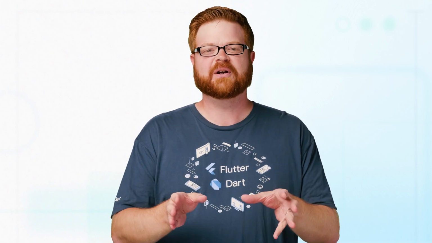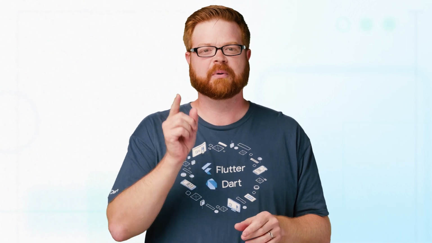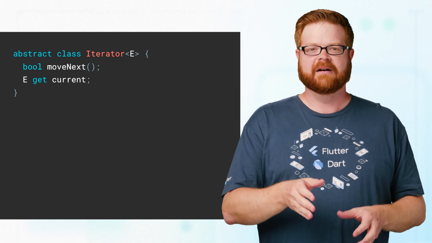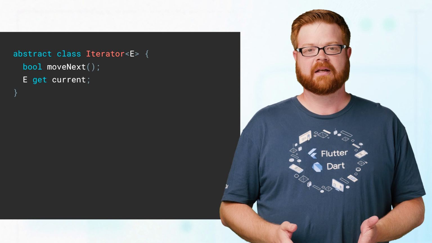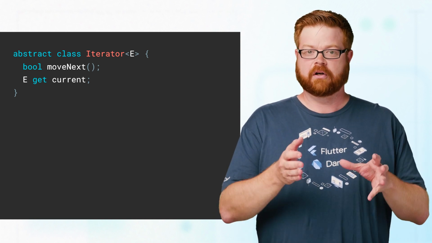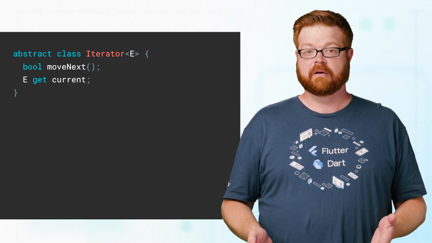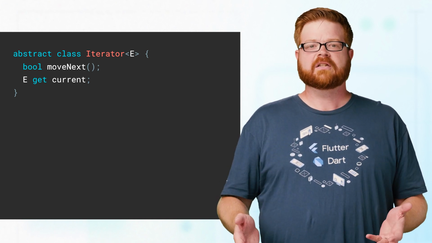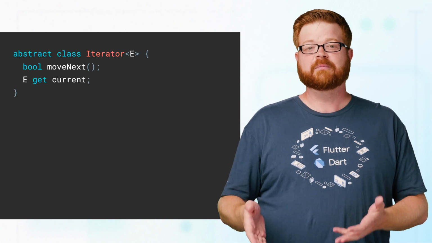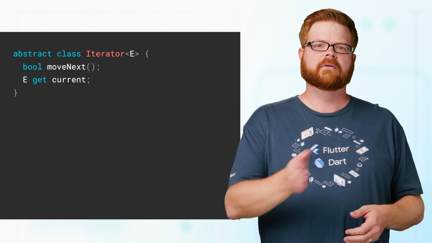So, let's start with synchronous generators, but first, a quick review of iterables and iterators. An iterator is a thing that lets you iterate, one at a time, over a series of values. It's a very simple interface. There's the current property, which returns the current value, the most recent one you've iterated to, and the moveNext method, which tells the iterator you're done with the most recent value, so forget it and load the next one into current.